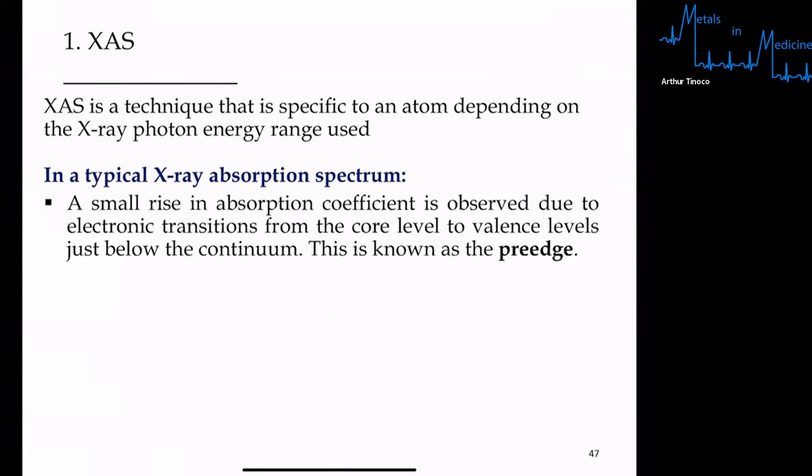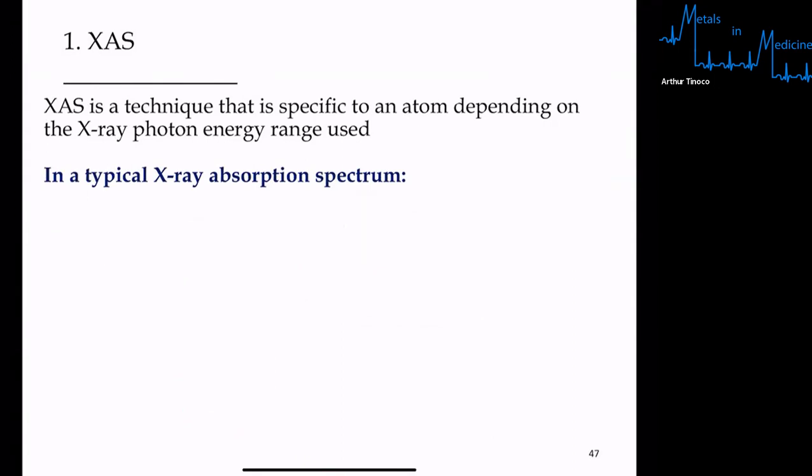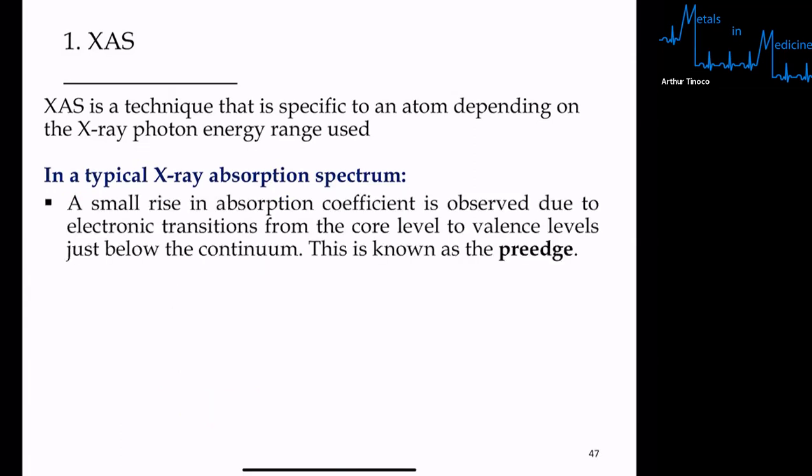All right, so in a typical X-ray absorption spectrum, you have the small rise in the absorption coefficient. So that's what I was mentioning to you over here. There's a small rise. And what that small rise is due to is electronic transitions from the core level of the element. So these are the electrons within the core of that particular element getting excited to the valence levels, right? So from the inner orbitals to the outer orbitals. All right, so that's going to be just below the continuum. What I mean by just below the continuum is that it's still within the element without being ionized, without actually dissociating from the actual element. So this is referred to as the pre-edge.